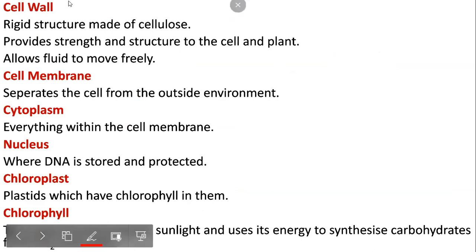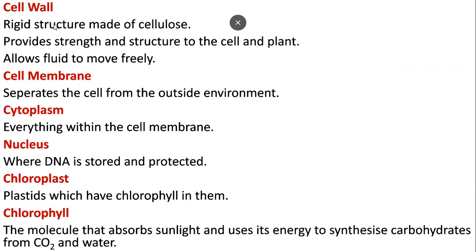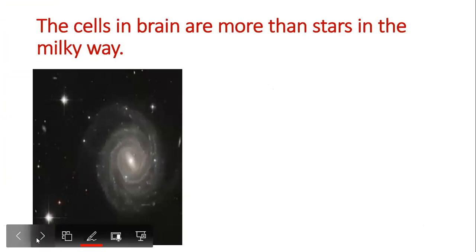Now we have studied about what are the parts, and again, let me repeat it because it's very important for the basics. Cell wall is the rigid structure made up of cellulose. It provides strength and structure. It allows fluid to move freely. Cell membrane separates the cell from the outer atmosphere. Everything that is within the cell membrane is cytoplasm, and nucleus is where the DNA is stored and protected. Chloroplast, the plastids which have chlorophyll, that is the green pigment which helps in photosynthesis.